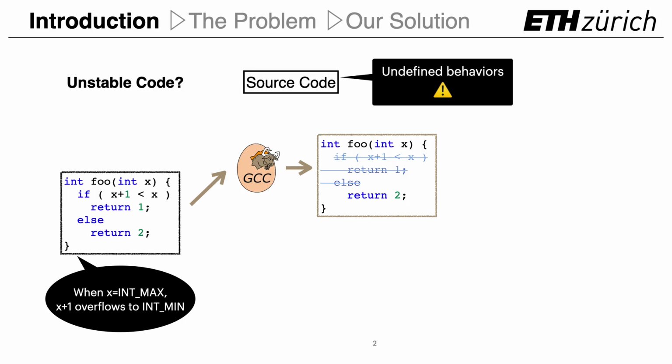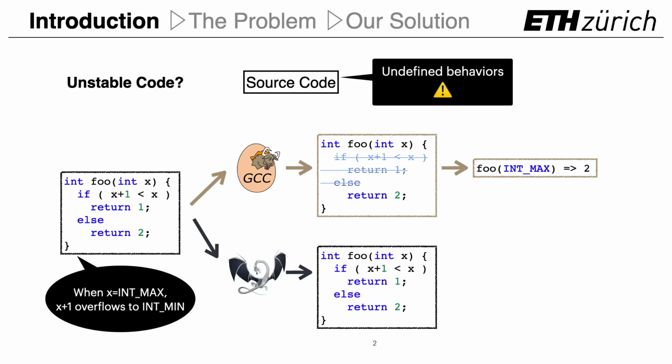Compilers such as GCC may choose to remove the if branch, and thus the resulting binary will always return 0. Other compilers such as LLVM will choose to keep it, and thus the resulting foo function will return 1 when calling it with integer max. You may observe that these two functions return differently, even though they come from the same source code.